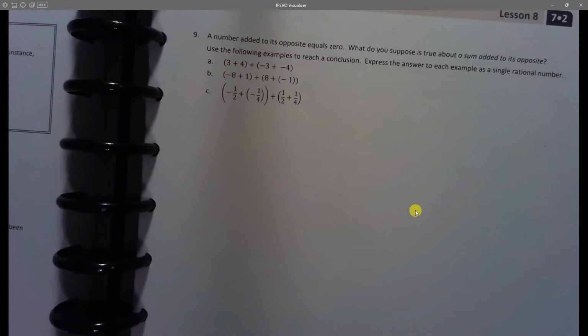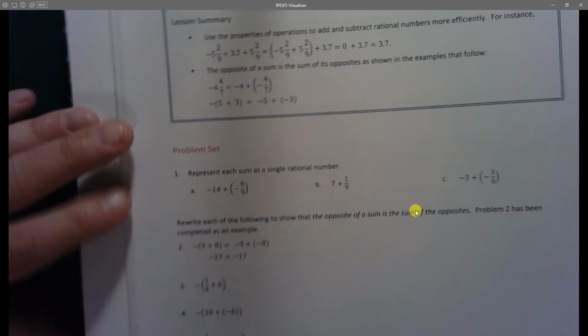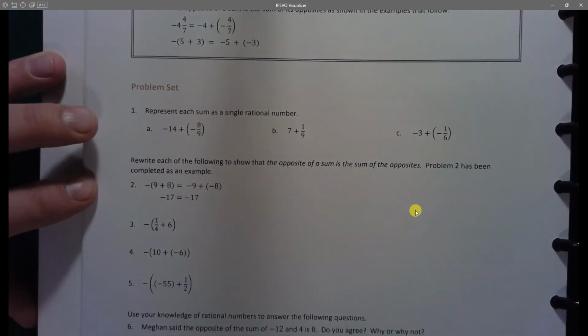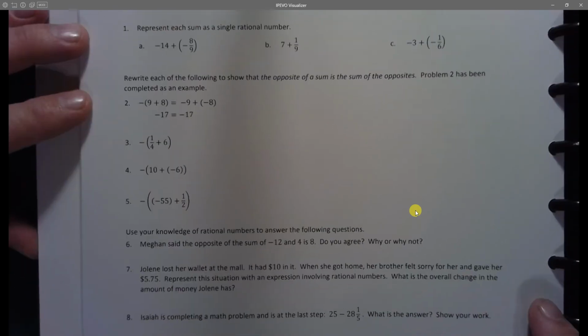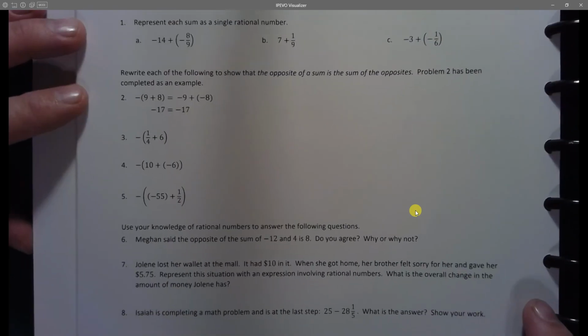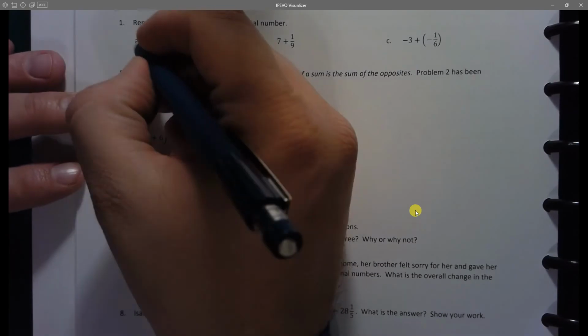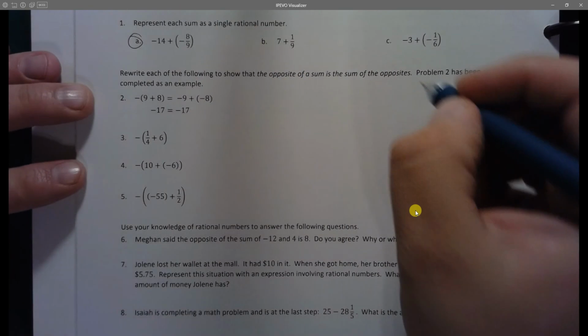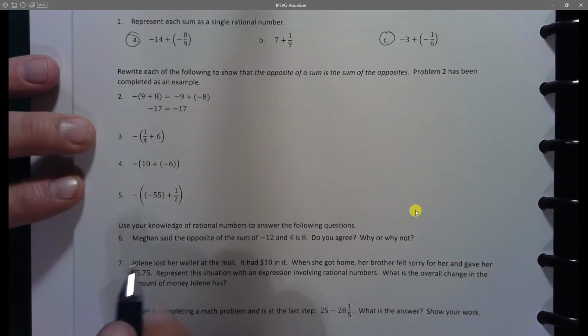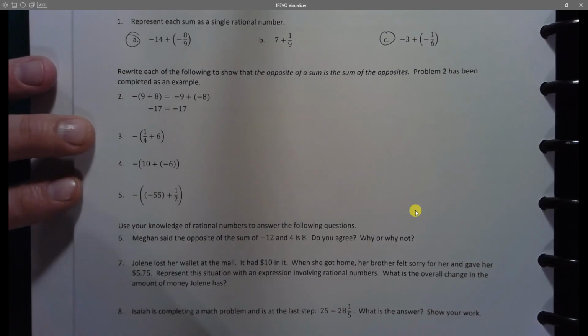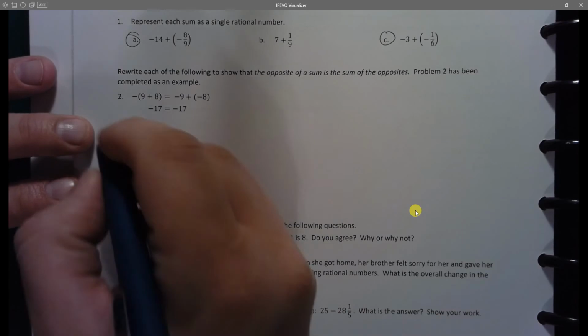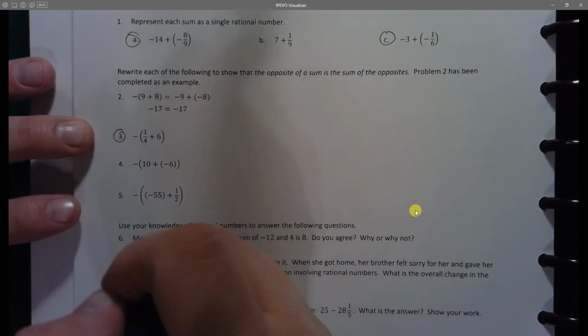All right. So tonight in the problem set, this is what I want you to do. I've already given you 3 problems to work on. I want you to do 1A. I want you to do 1C. All right. I want you to try number 3 and number 4.